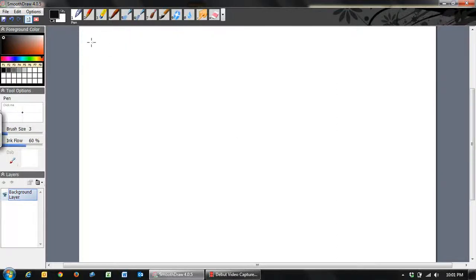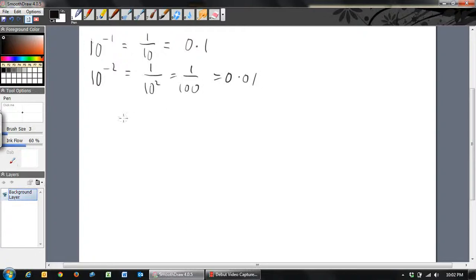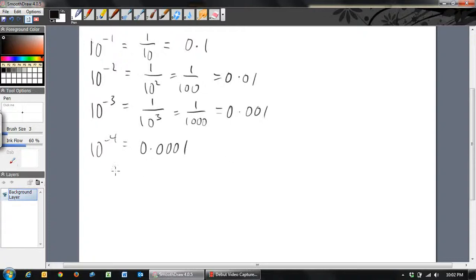Let's also talk about what 10 to the negative 1 means. You may or may not know, but 10 to the negative 1 means 1 over 10. Another way we can write 1 over 10 is 0.1. 10 to the negative 2 is the same as 1 over 10 squared, or 1 over 100, or 0.01. And again, you just keep going on and on. 1 over 10 cubed, which is 1 over 1,000, equals 0.001, and it just keeps on going. 10 to the negative 4 is 0.0001, and so on.